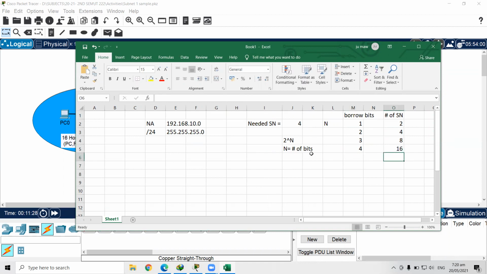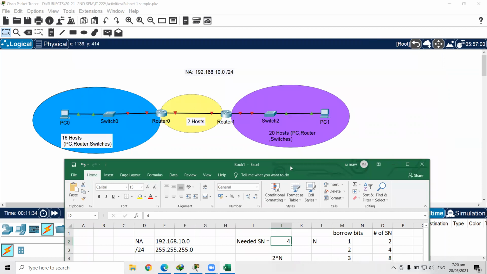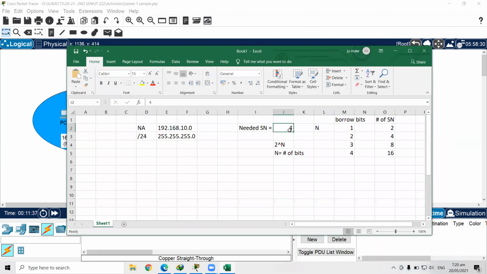So the requirement is 4 subnets. Bakit 4 subnets? Kasi sa tatlo lang yan: 1, 2, 3. So ang rule dito is magbaborrow ka ng bits na equal or more than; pag more than, yung pinakamalapit na more than. Dito is 2 bits kasi mag-output siya ng 4 subnets. Hindi pwede yung 3 kasi sobra na masyado, 8 na siya. So 2 bits yung ibaborrow natin.